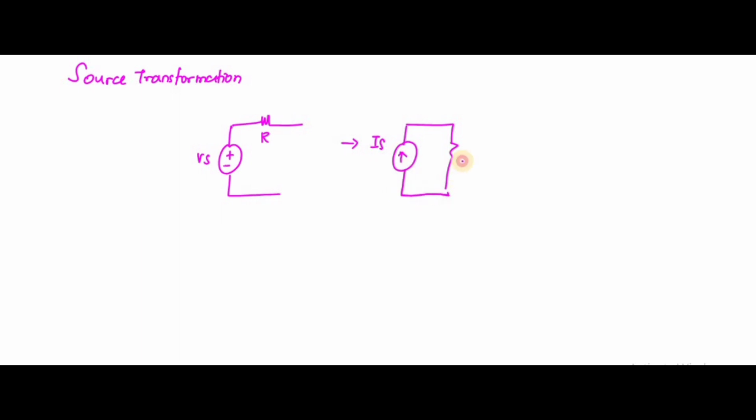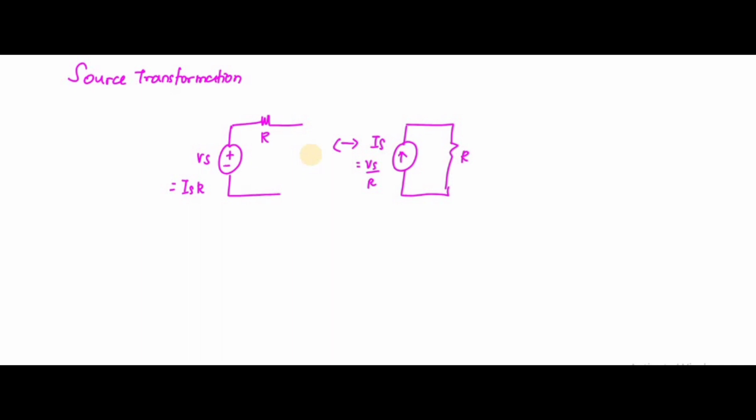So here, what is Vs? Vs is equal to Is into R, and what is Is? Is is equal to Vs by R, okay, or vice versa. It can be from this one to this one, or this one to this one. It is a tool for simplifying the circuit. Let us discuss one problem based on this.